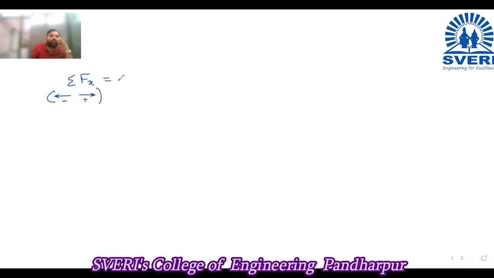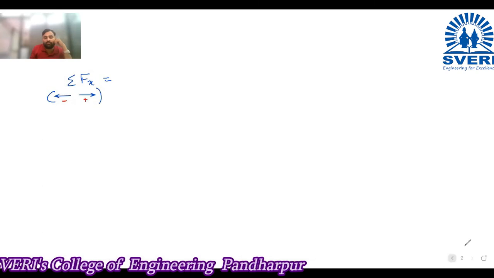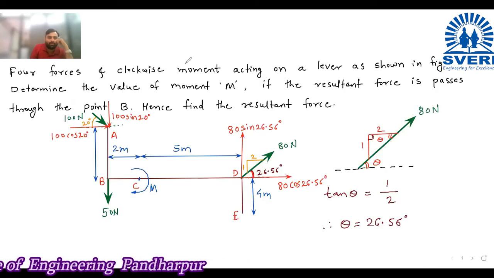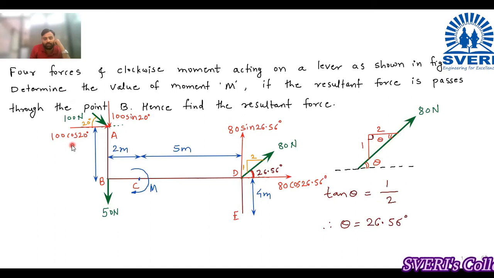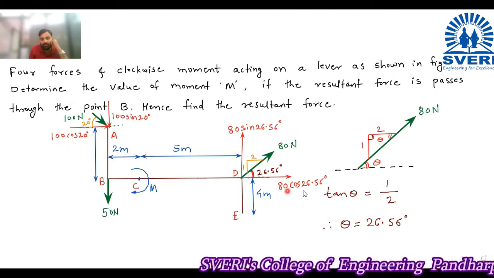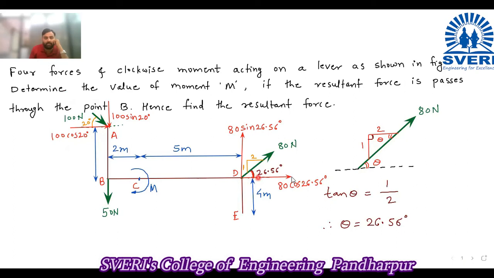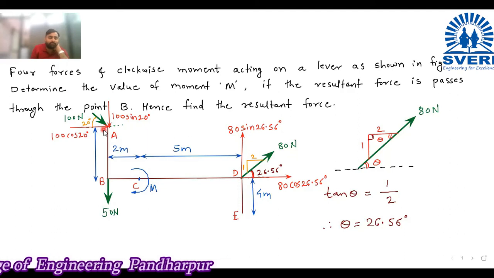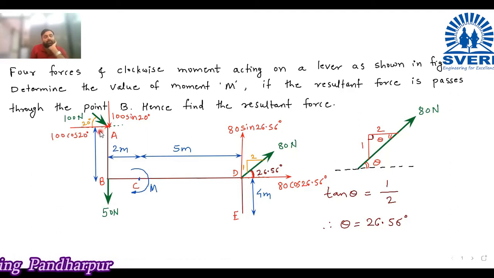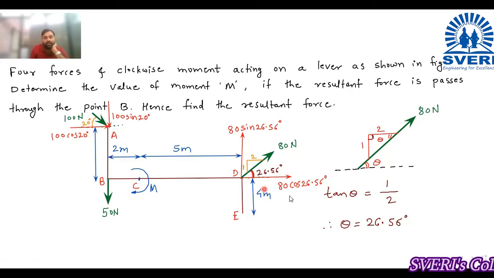So what will come in summation Fx? See, all the horizontal components. So this force will be there, 100 cos 20. It is minus, no, it is plus, it is moving towards the right. 100 cos 20 is going to the right side, so it is plus. 80 cos 26.56 is also going right, so it is also plus.